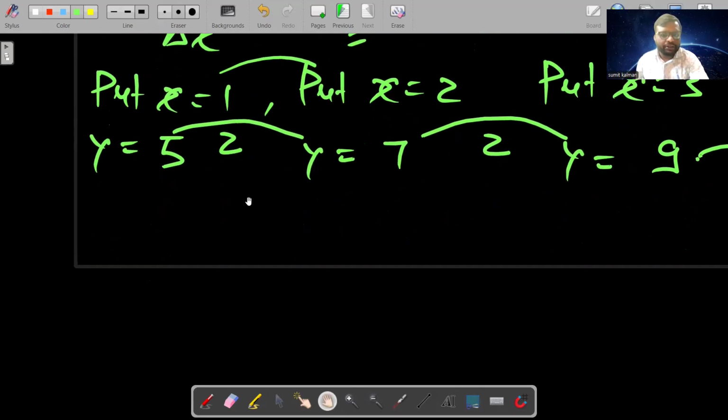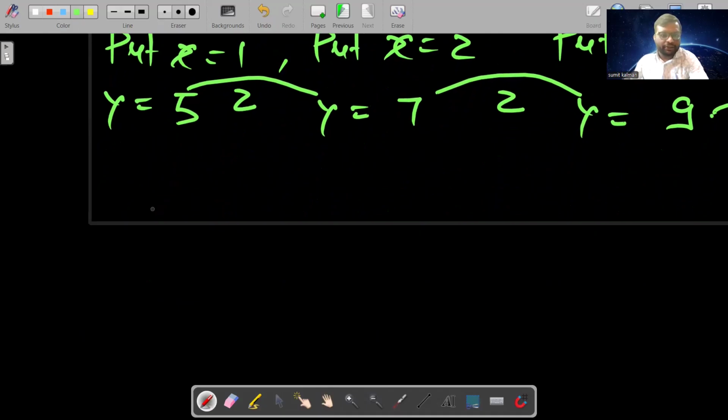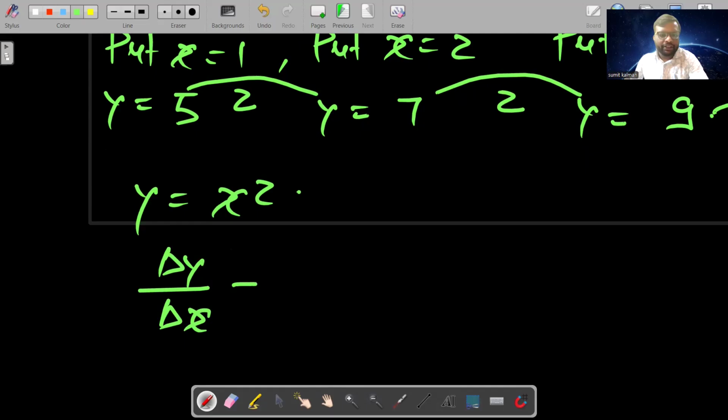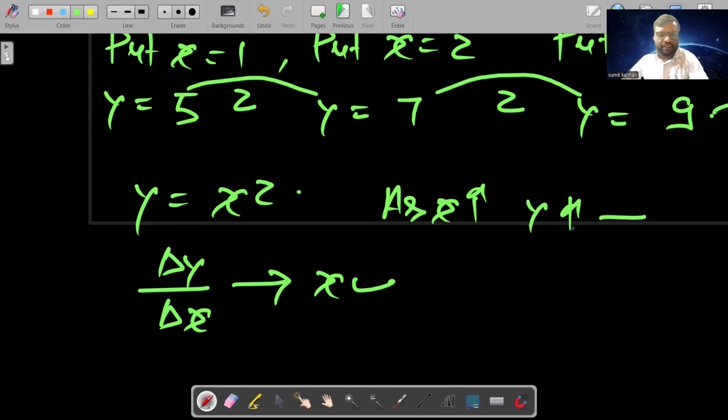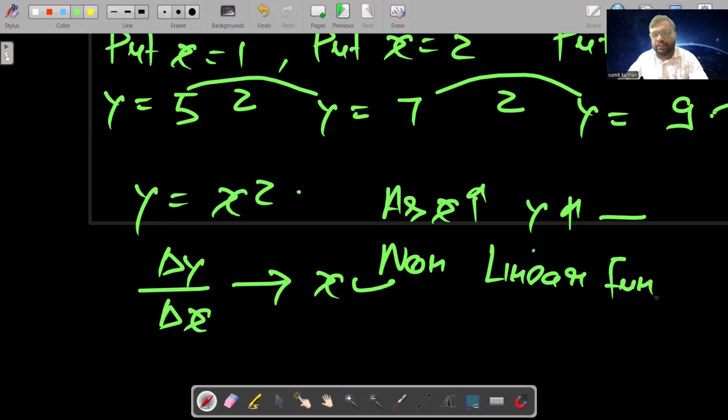Now students, suppose you have y is equal to x square. Here the ratio of change in dependent variable with respect to change in independent variable will depend on the value of x. As x will increase, y will also increase, and it is a non-linear function.